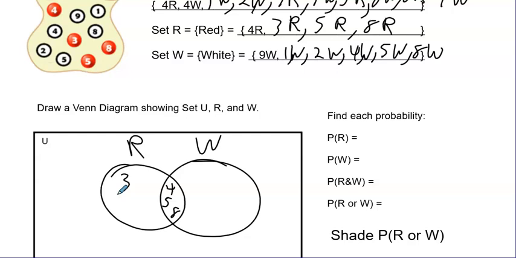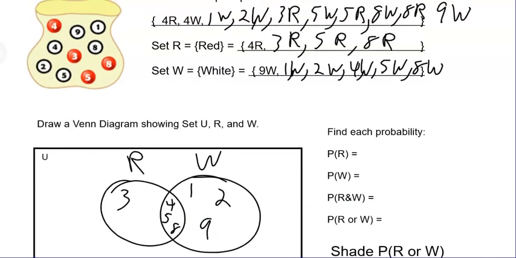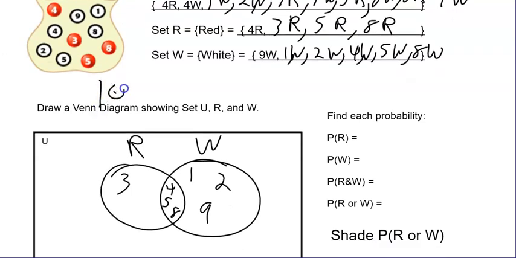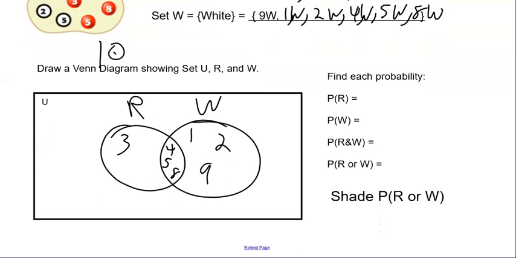Now what's white that is not red? Well, we have a 1. We have a 2. There's no 3. 4 and 5 are in both. 8's both. 9 is white. Okay, so before we do this, how many marbles are in the bag? 1, 2, 3, 4, 5, 6, 7, 8, 9, 10. There's 10 marbles in the bag. Always good to know that.